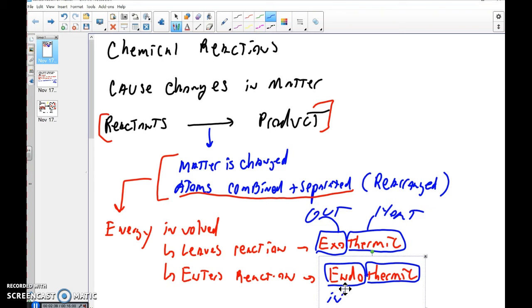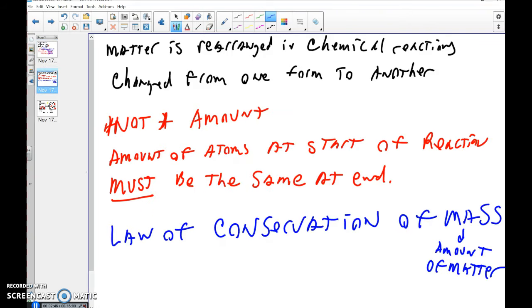But no matter what, when a chemical reaction occurs, matter has been changed. It has been rearranged into something new. And that's going to be the focus of what we talk about today. Matter is rearranged in chemical reactions. That matter is changed. It starts in one form and it ends in another form. But one of the key things here is during chemical reactions, the form of the matter will change, but not the amount of the matter.